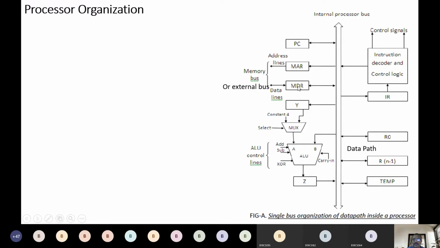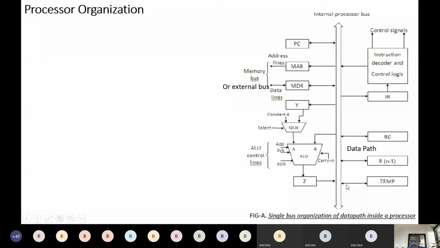Similarly, for MDR, you can see there are two inputs and two outputs. Data can flow to the internal processor bus, and also data can flow from the internal processor bus towards MDR. And from MDR, since MDR means data, data can flow from here to main memory or from main memory to MDR. That's why we have a bidirectional arrow.